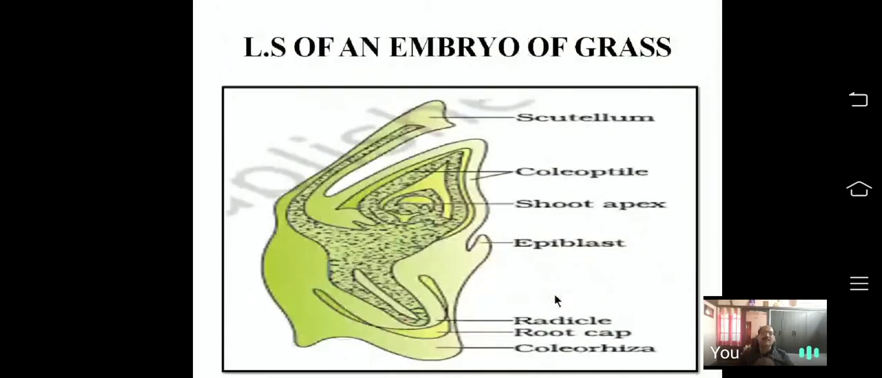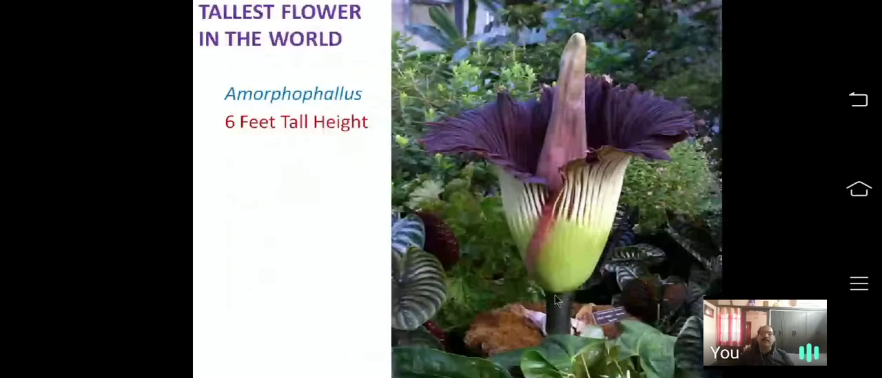Similarly, I will show another flower that is the tallest flower in the world. It is there in your textbook. The flower is Amorphophallus. It is a 6 feet tall flower. It is there in your textbook. It may be asked for 1 mark. Name Amorphophallus. It is the tallest flower.